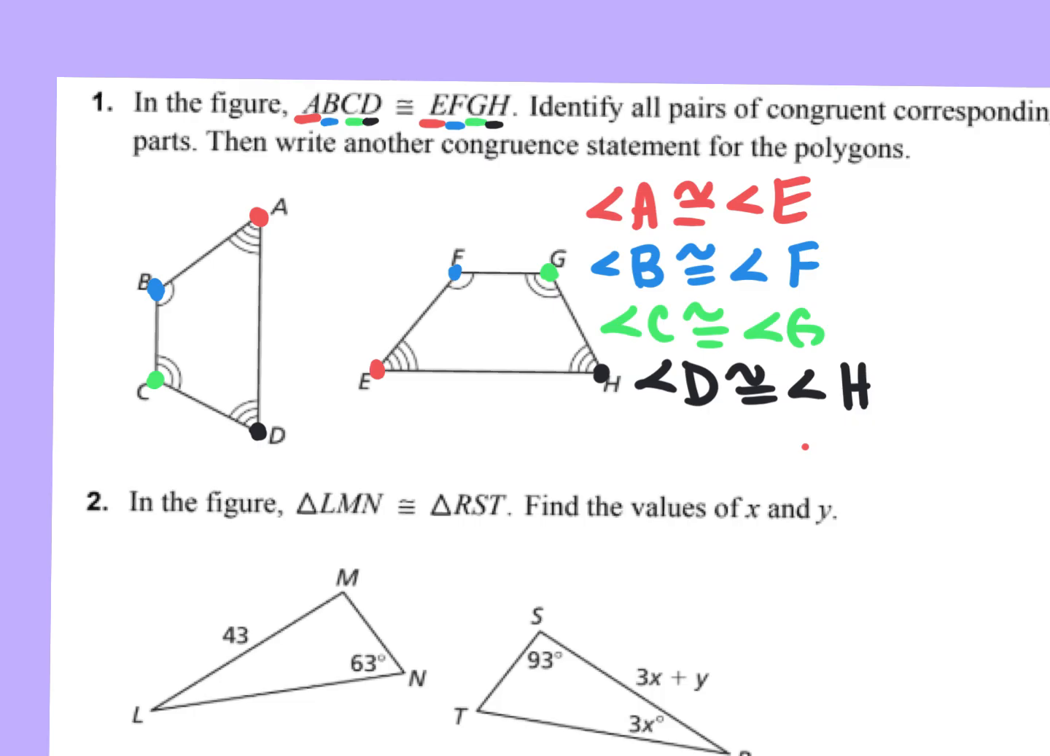We can't just say the angles are congruent. We also have to talk about the what? What else is this made up of? It's not just made up of angles. It's made up of angles and sides. So let's think about this.